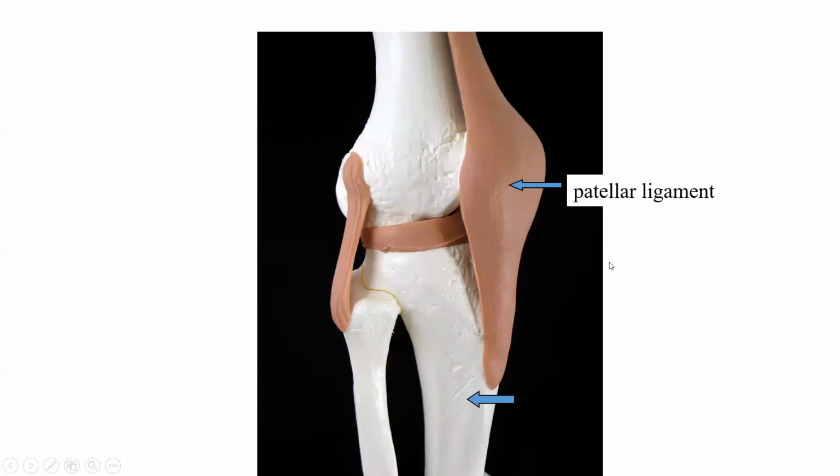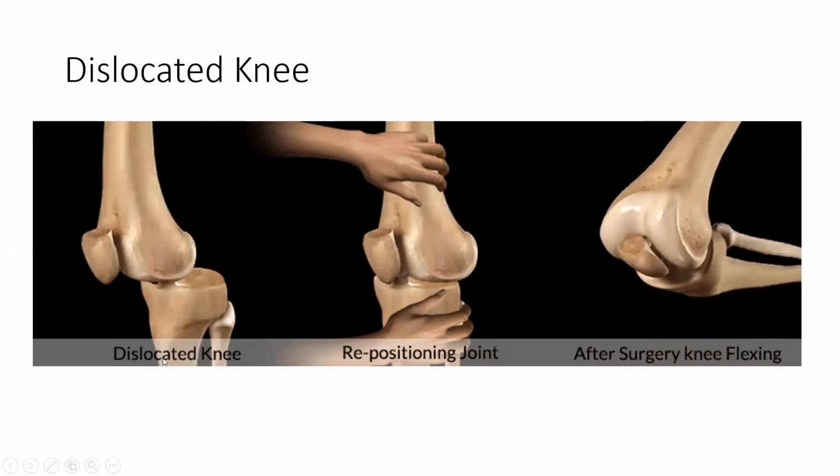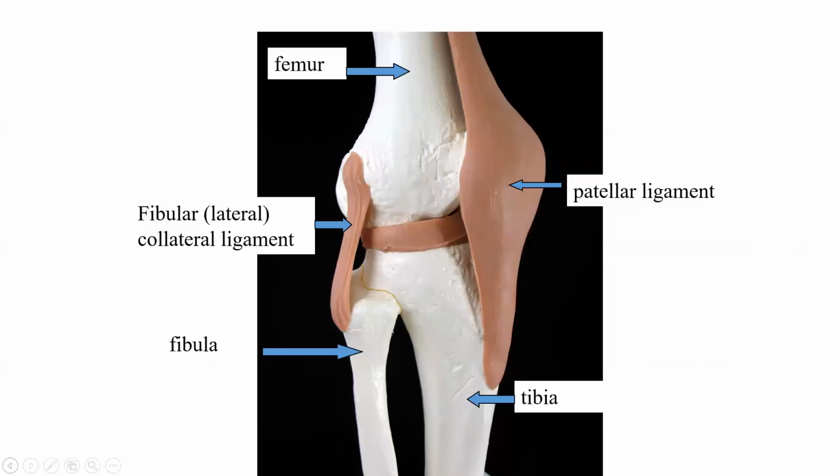Patellar ligament with the kneecap inside of it. There's the tibia. There's the fibula. The lateral collateral ligament, otherwise known as the fibular collateral ligament. Femur. Now let's get back here. And again, there would be another ligament on the other side. This is the lateral meniscus. The medial meniscus is next to it. The ACL and PCL are in that area, right up in there.